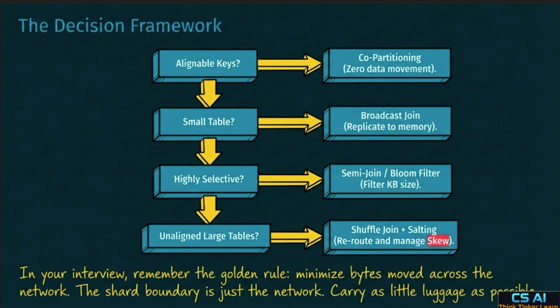Here's your decision framework. Alignable key, go for co-partitioning. Small table, broadcast. Highly selective, Bloom filters. Large and unaligned, shuffle joins with salting. In your interview, remember the golden rule: minimize bytes moved across the network. The shard boundary is just the network. Carry as little luggage as possible.